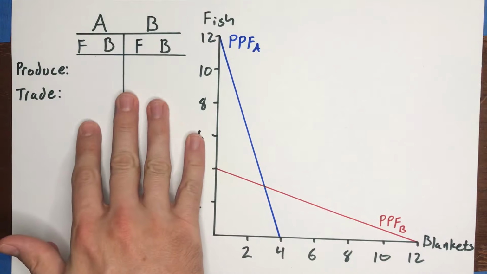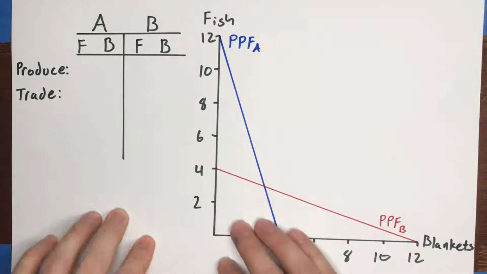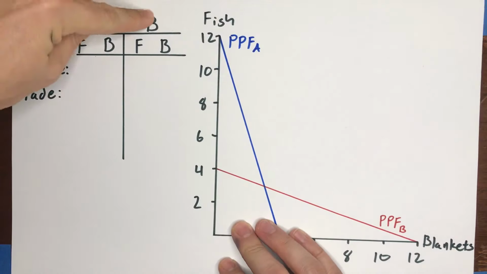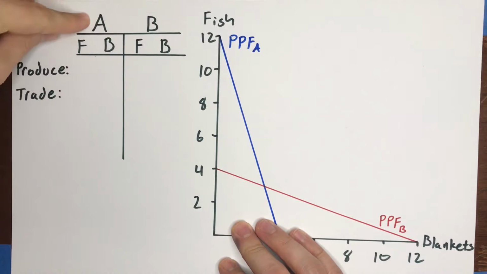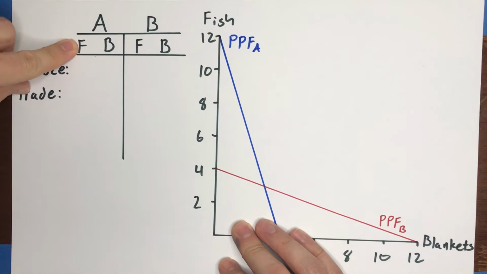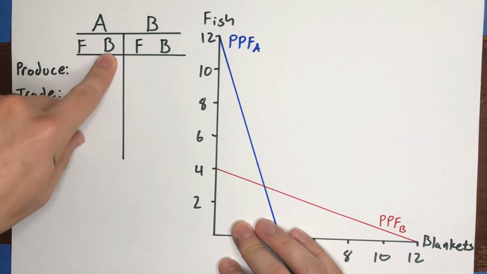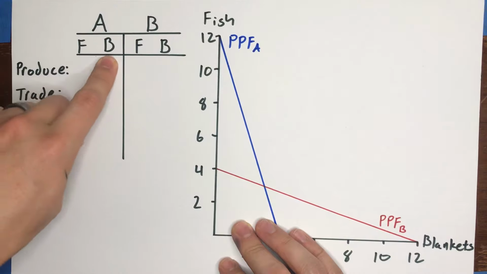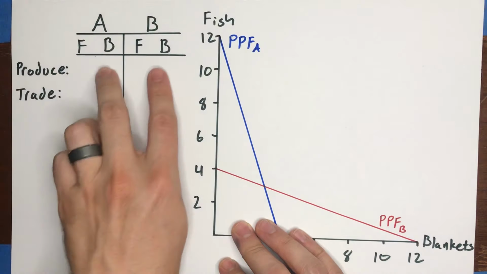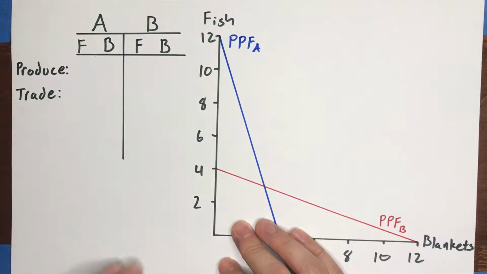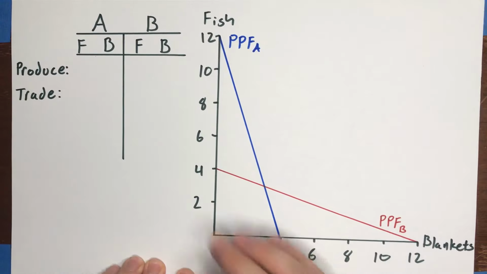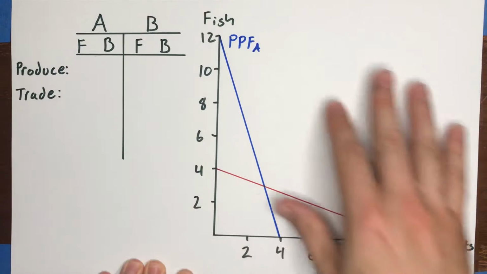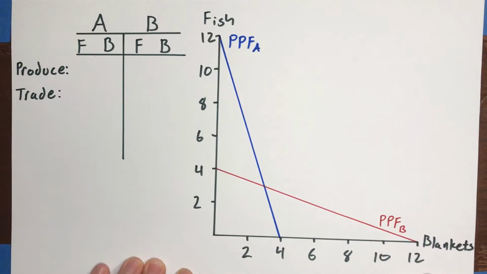So what I have over here is a little table where A stands for Alice and B stands for Bob up in this line. And then in this line, F stands for fish, the number of fish that they have, and B stands for the number of blankets that they have. So both Alice and Bob are going to produce a certain amount, and then they're going to trade with each other. And we'll write down the results here, and then we'll put them on this graph over here.